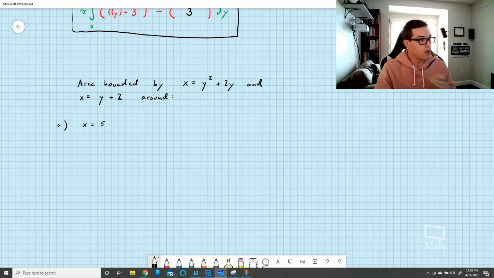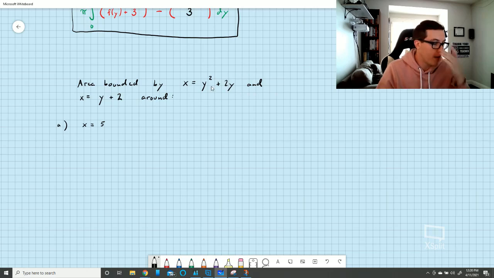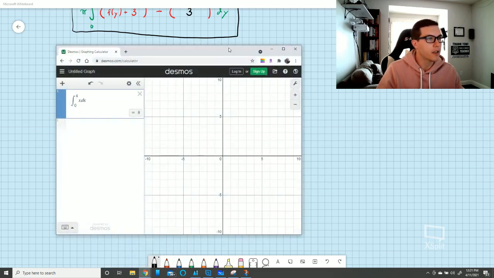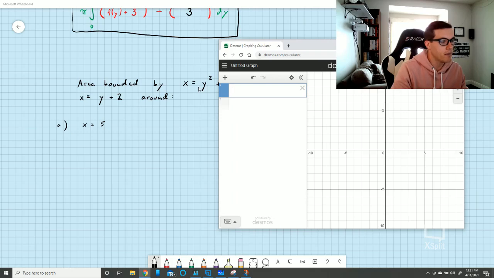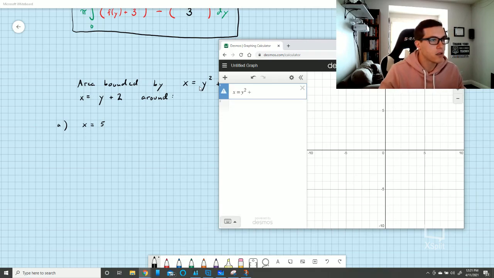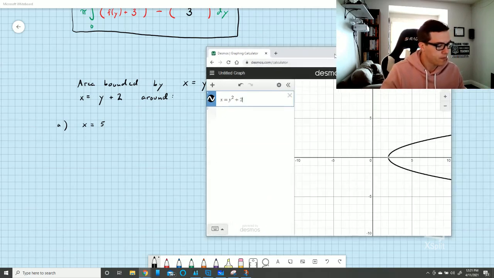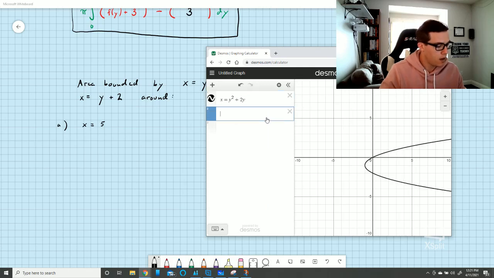All right, so let's take a look. First of all, notice that this one's already in terms of y, so I'm hoping we don't have to get x by itself or y by itself, and we're not. We're going to do an all vertical on this one. So let's start by graphing. This one's a little bit more complicated. I am totally fine with you pulling up Desmos or your graphing calculator to see what these look like, especially because I didn't give you bounds, so you're going to have to find them. So x equals y squared plus 2y, and x equals y plus 2. Cool.